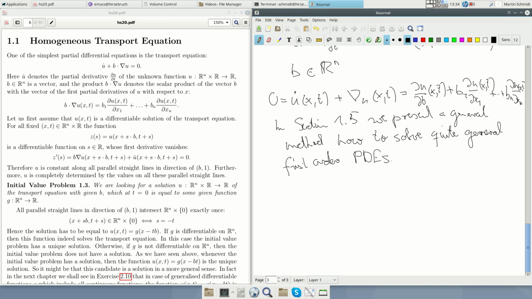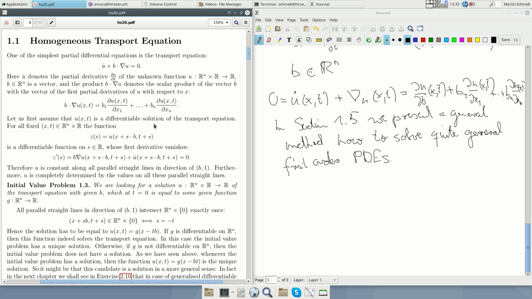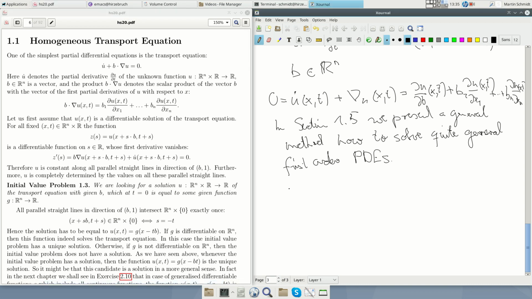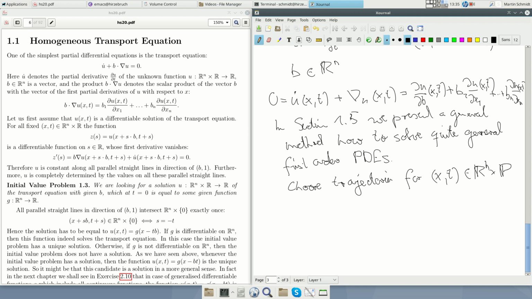And this method will depend on the choice of such a function along some trajectories. In this situation, the trajectories we choose are trajectories for (x,t) in R^n cross R. And we choose them in such a way that s goes over at s equals 0.